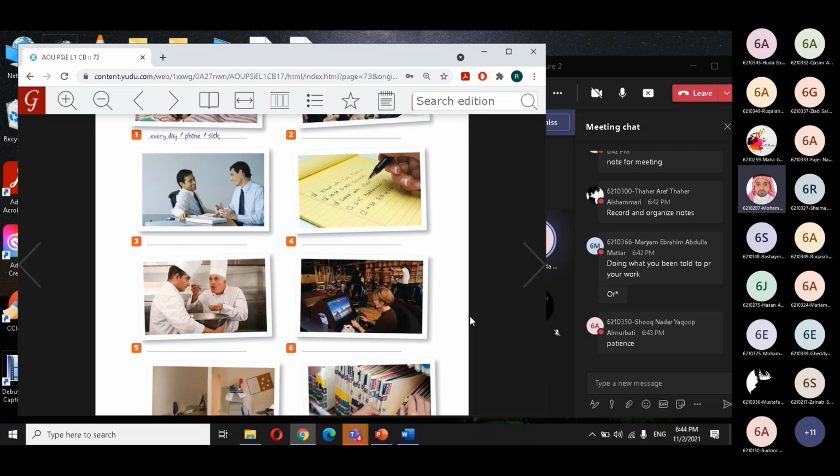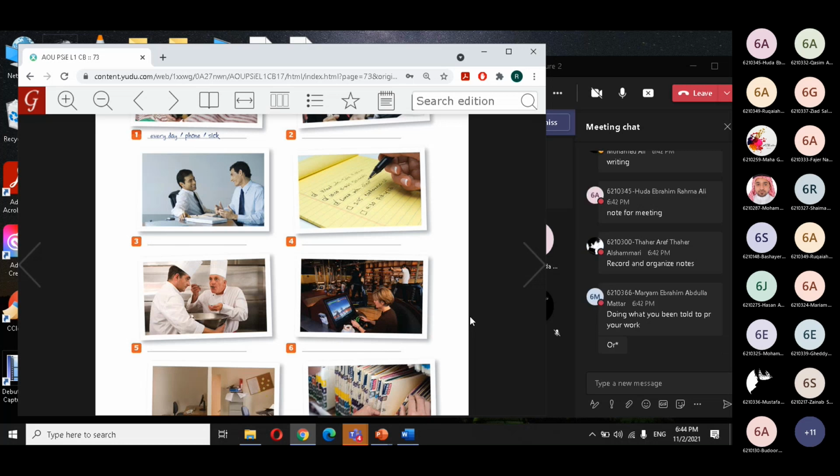Job performance. Excellent, better than the author. Do you know what the author said here? He said checking, but checking what? The quality. But performance is better than quality.